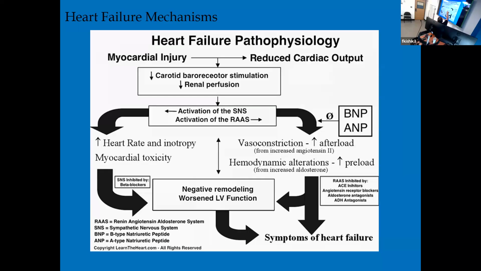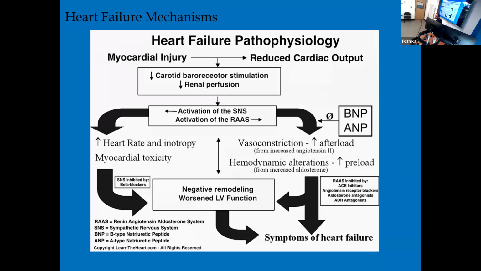So decreased renal perfusion leads to activation of the sympathetic nervous system. It's like, all right, maybe we need some oomph. We'll just secrete some epinephrine. Activation of the renin-aldosterone system. So let's go this path. Epinephrine, increased heart rate, inotropy. Great. So now instead of not being able to lift the weight, I'm now going the whole time, and I'm going to get tired even faster. All right. Increase, and that leads to myocardial toxicity.